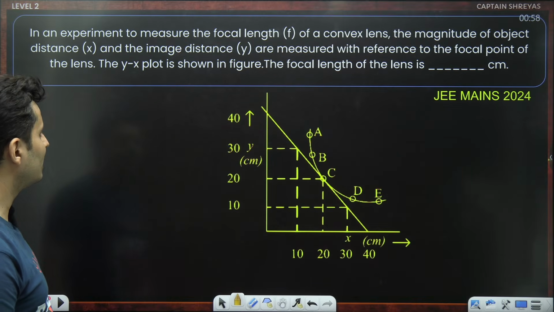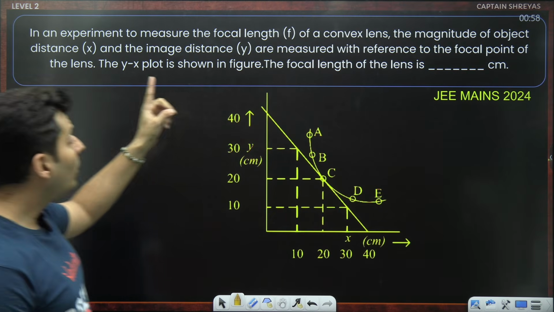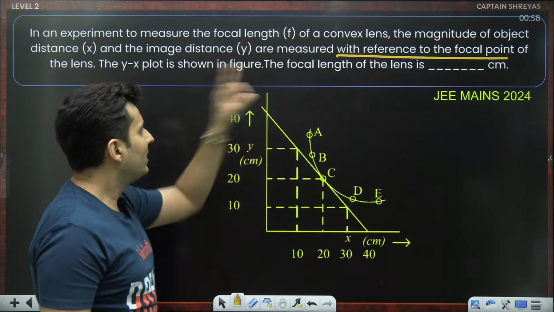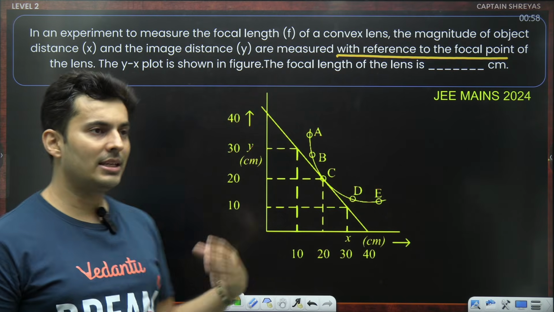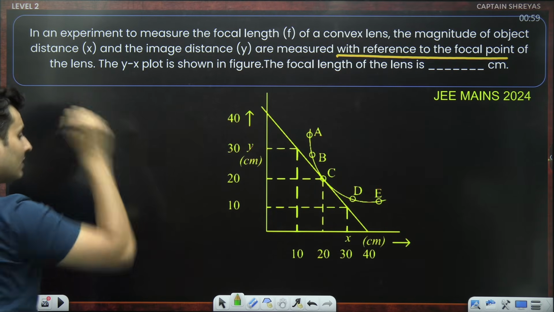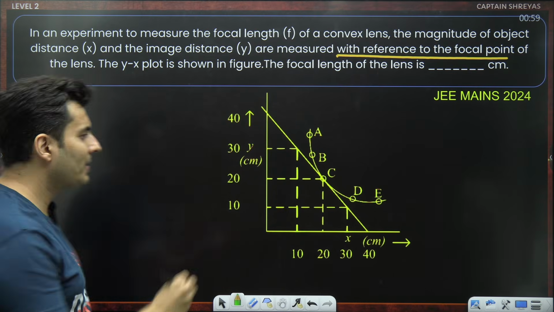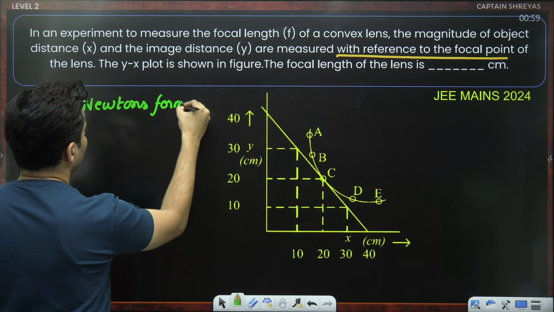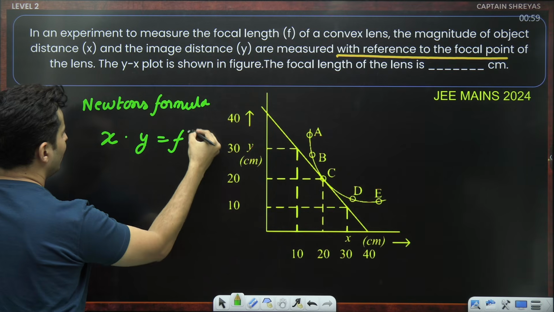All right. Moving on to the next one. A graph is given and distances are measured with reference to the focal point. What is the focal length? You know what this question is based on? A lot of you might think, sir, shall I use the lens formula? No. For these lenses, when it is measured with respect to not the optical center, but the focal point, the formula you use is Newton's formula, which is object distance into image distance is focal length square.